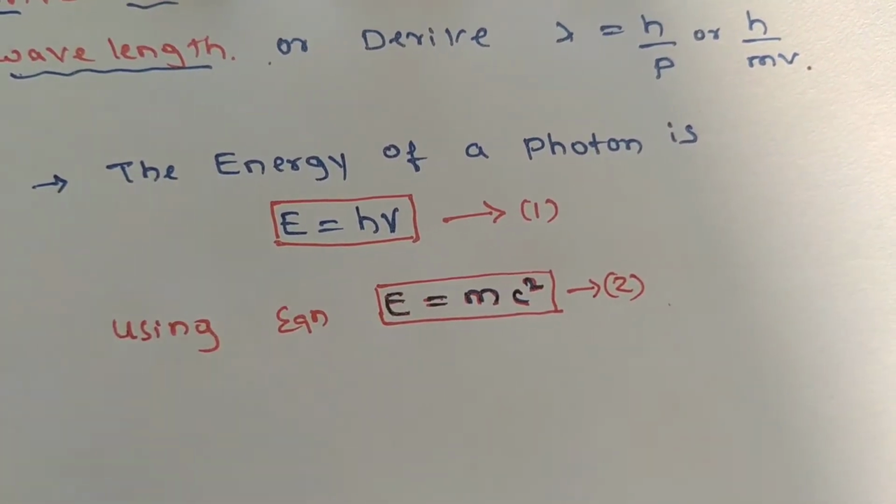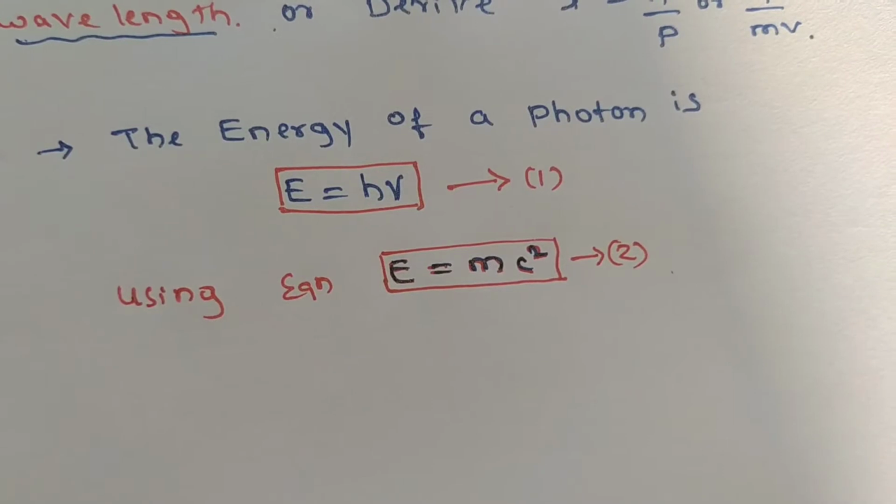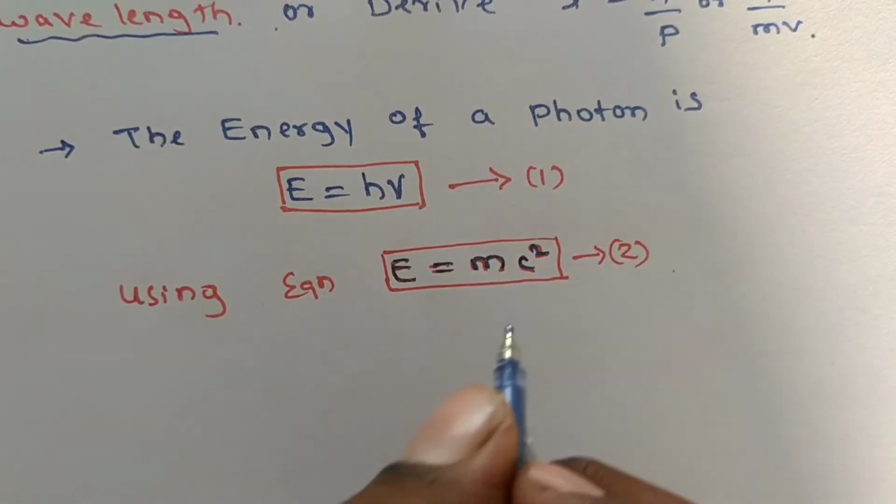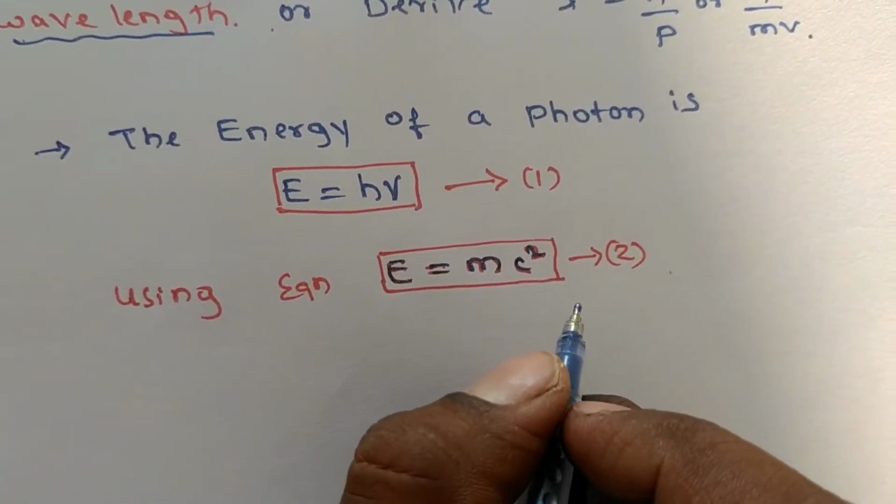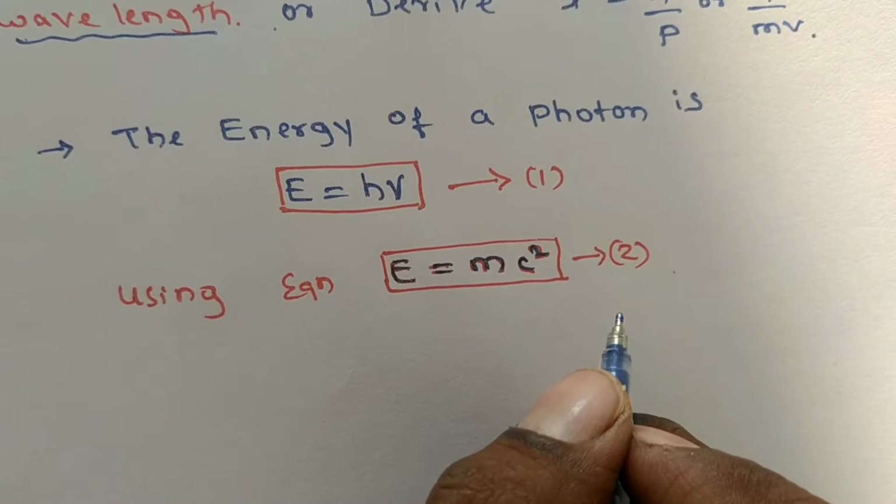We have considered Einstein's theory of relativity equation, which is E is equal to mc square. E is energy, m mass, and c is the velocity of light or speed of light.